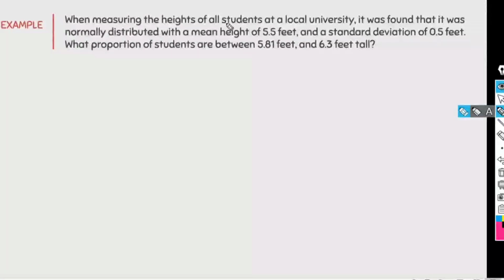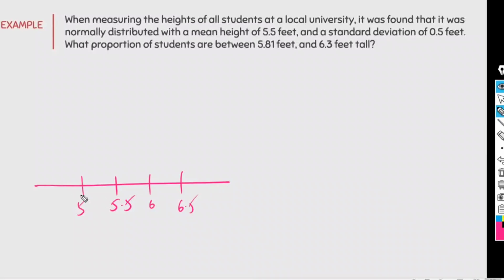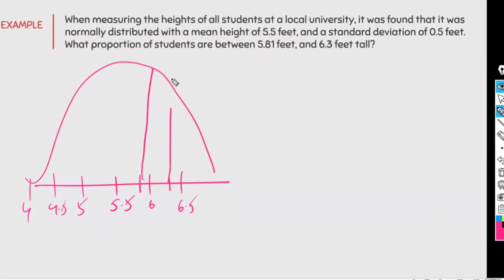So here, while measuring the heights of the students at a local university, it was found to be a normal distribution with a mean height of 5.5 and a standard deviation of 0.5. Left side is 5, 4.5 and 4. And they're asking from 5.81 to 6.3. Where is that 5.81? From here to 6.3. So they want the normal distribution area from here to here.